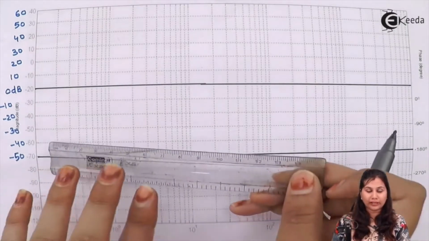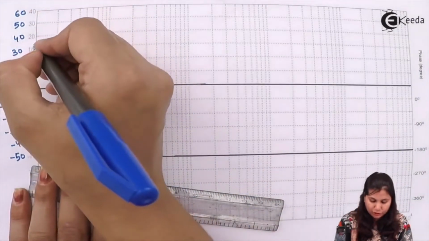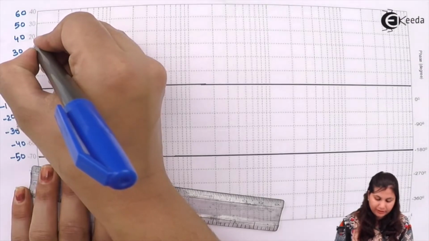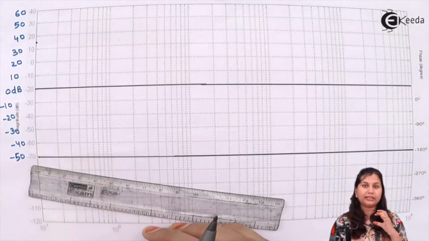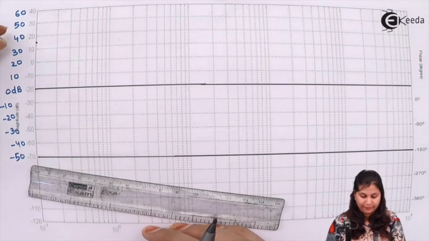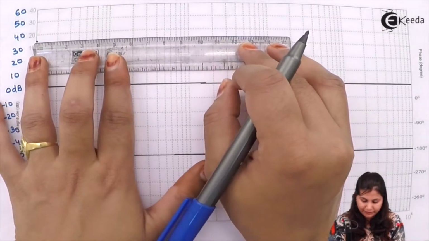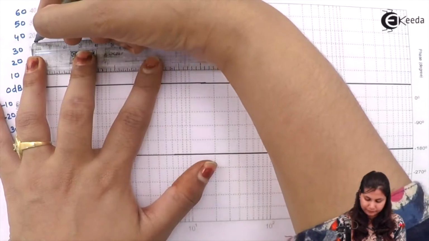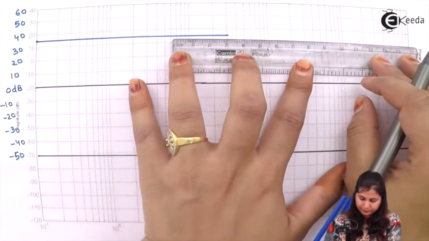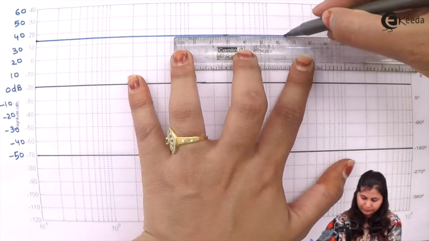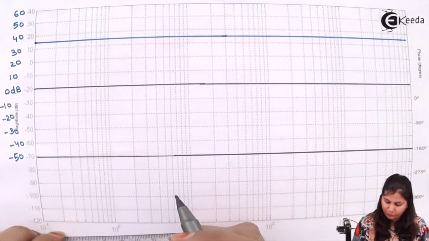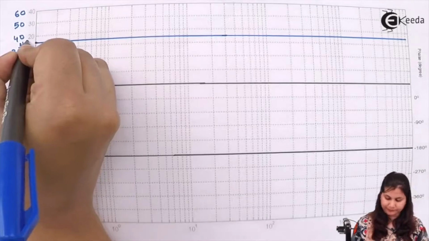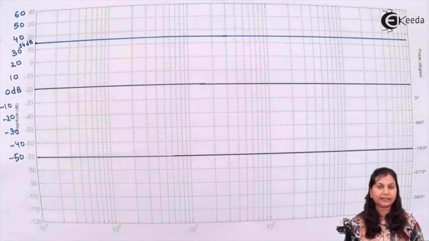It will be 34 dBs magnitude, starting from 34. So this is 30, then 31, 32, 33, 34. It will be somewhere in the middle between 30 and 40. So it will start here and it will be a line parallel to the 0 dBs line having no slope. So this is the 34 dBs line.